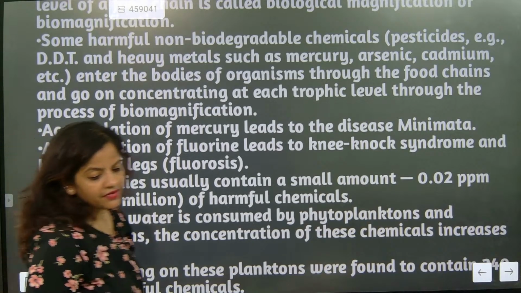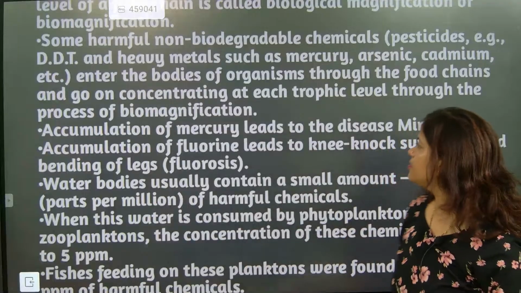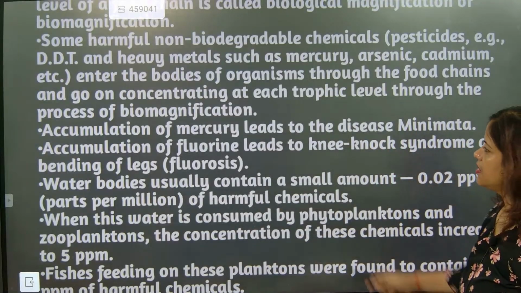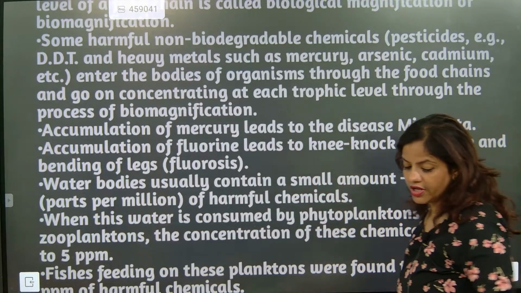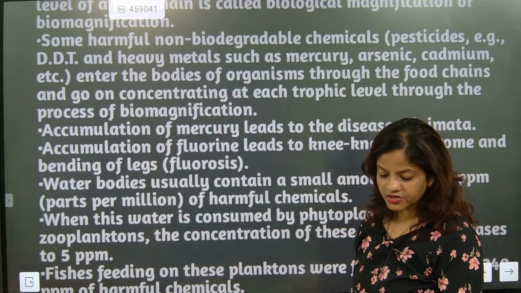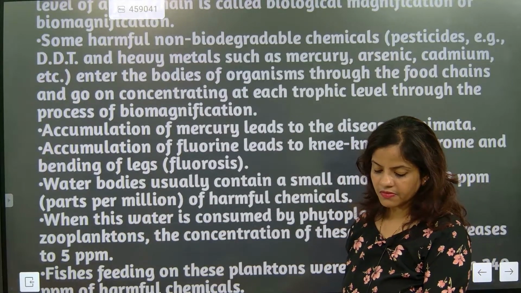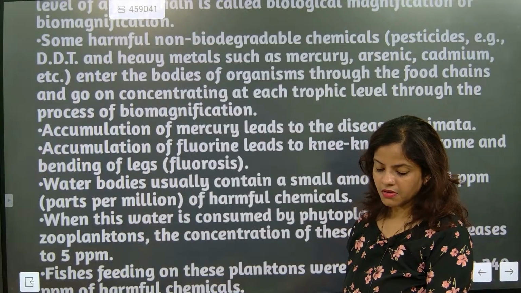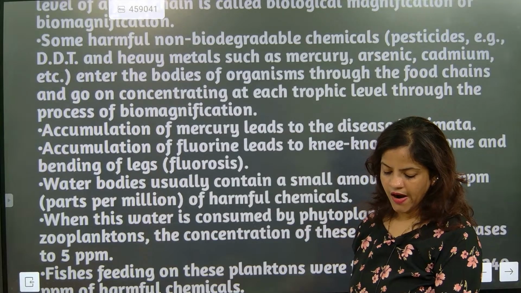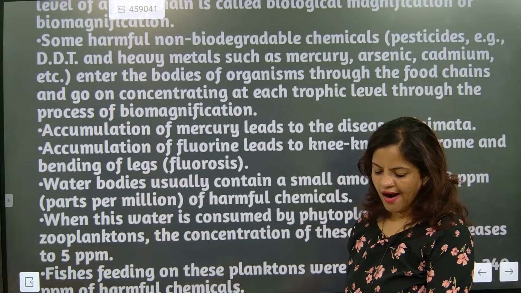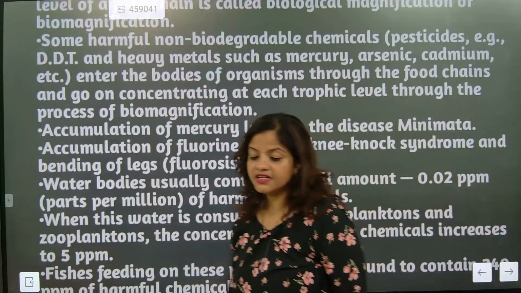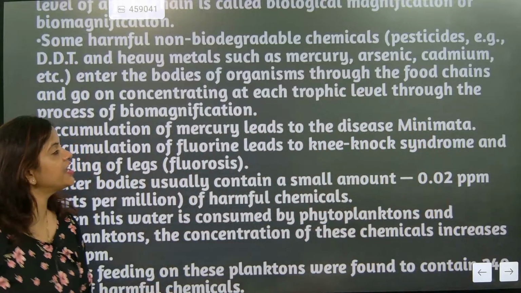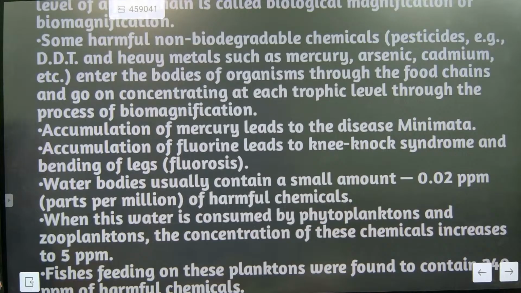The organism will have what is called, what, beta? Come on, say Minamata. Accumulation of mercury. So if mercury is getting accumulated in the body, it is called Minamata. Can you repeat with me, everyone? Accumulation of mercury leads to the disease called Minamata.